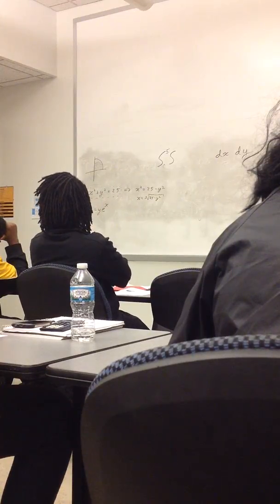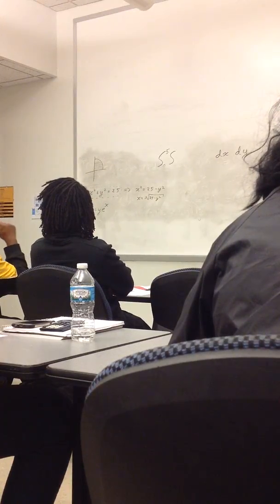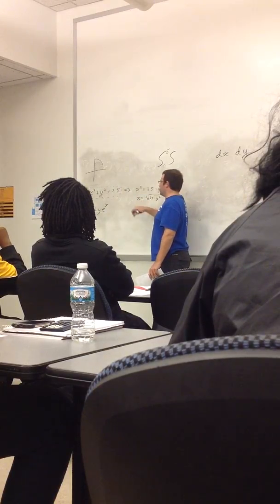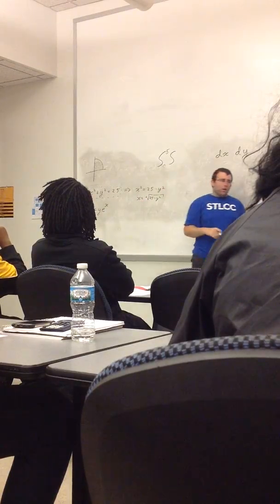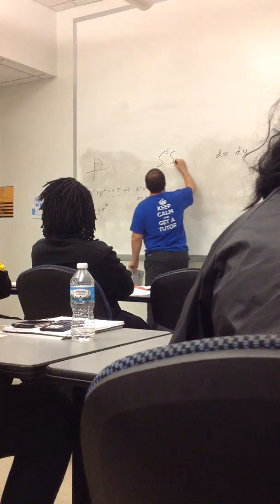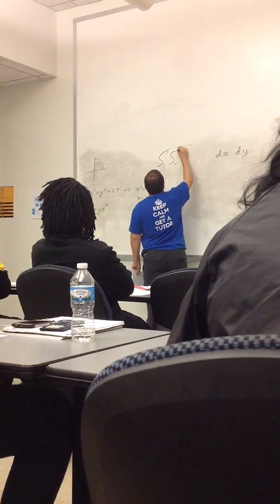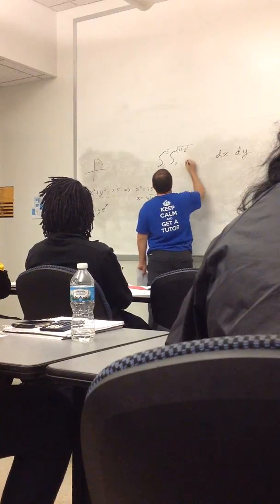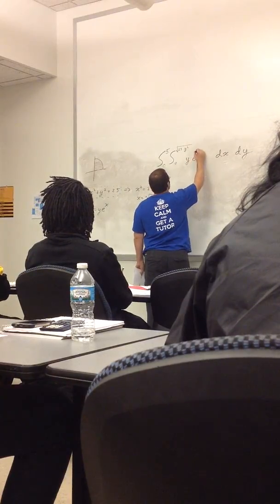However, I'm in which quadrant? Quadrant 1. So which one of these am I interested in? Plus. Positive. So that means my bounds for x will be going from 0 to the square root of 25 minus y squared. What's my snow function? y e to the x, dx.